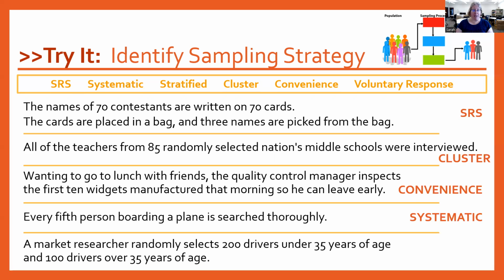And then a market researcher randomly selects 200 drivers under the age of 35 and 100 drivers over the age of 35 so they can inspect their records. So here we're splitting this into a group of under 35 and over 35. We're taking some from each of the groups that we split that into. So this is going to be a stratified sample.